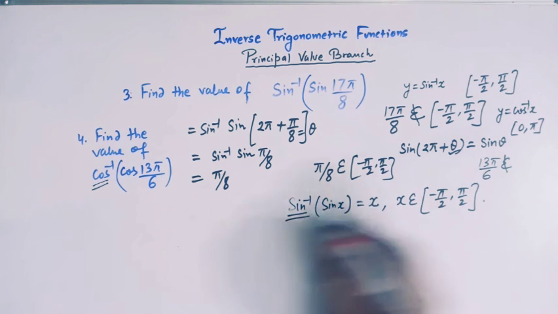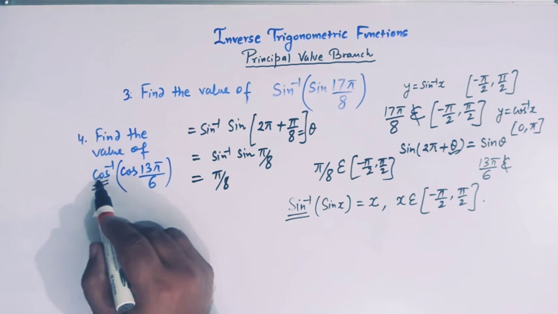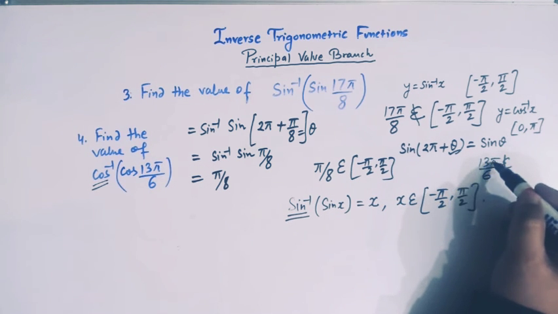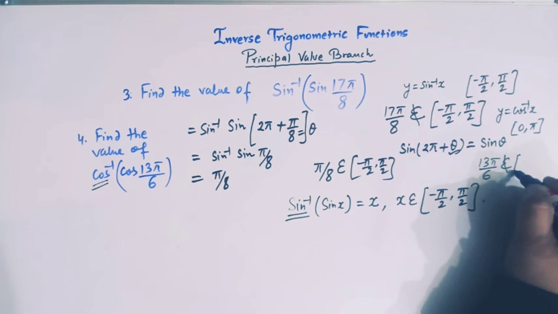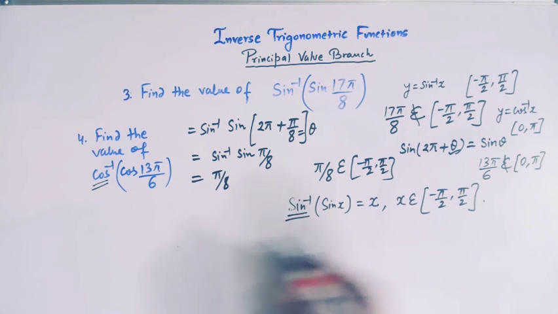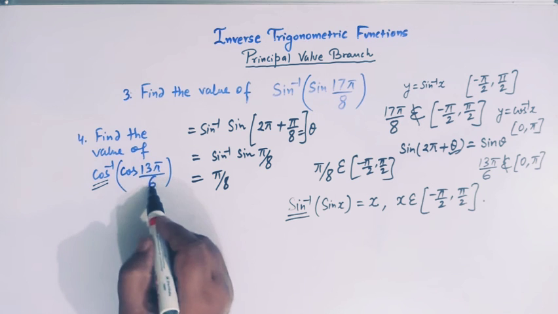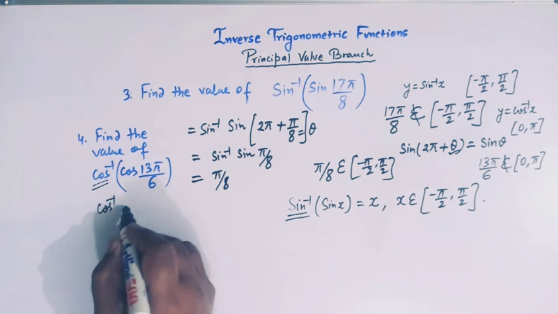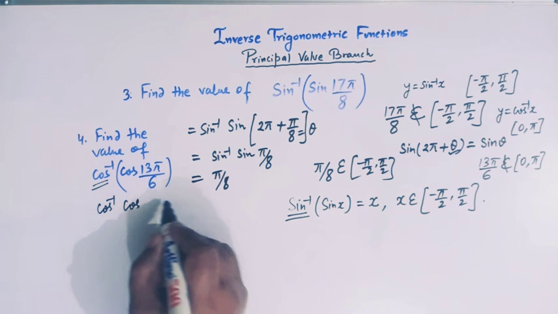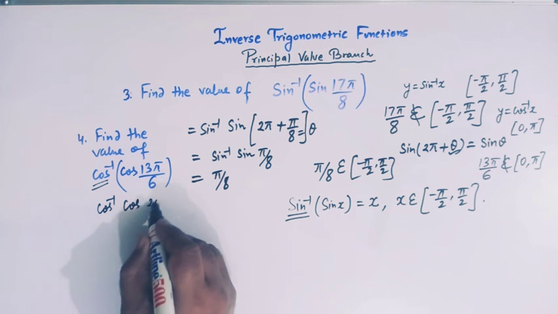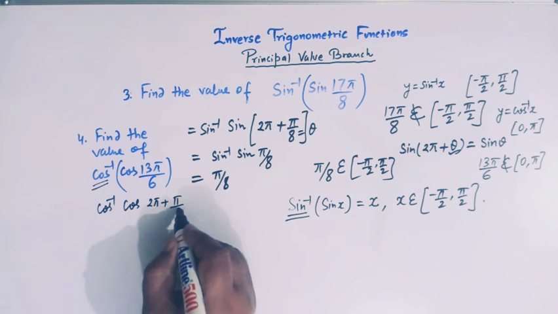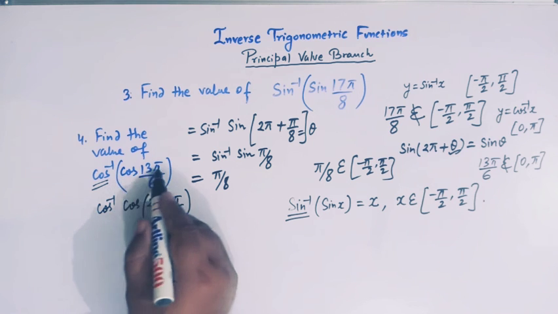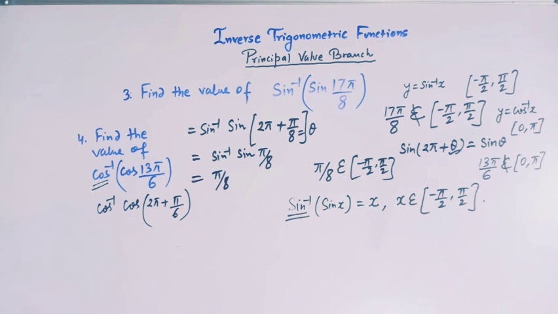So here 13 pi by 6, if we cancel cos inverse and cos, then we get 13 pi by 6, and we see that 13 pi by 6 does not belong to 0 to pi. So what we will do, we'll again split this angle as a sum of two angles. So we have cos inverse cos 13 pi by 6 can be written as 2 pi plus pi by 6, right? 6 2s are 12, 12 pi plus pi is 13 pi over 6, right?